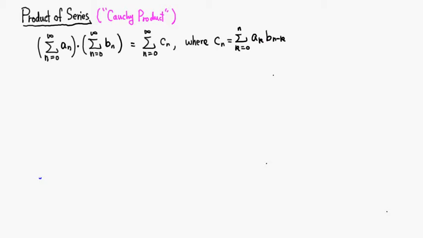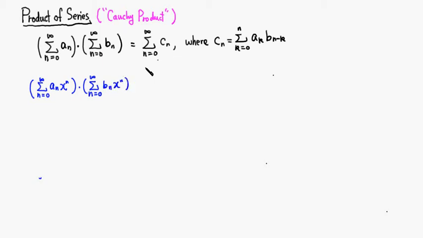Let's think about multiplying two power series. So say you have a summation, n goes from 0 to infinity, of a_n x to the n, then multiplied by another power series, the summation, n goes from 0 to infinity, of b_n x to the n.